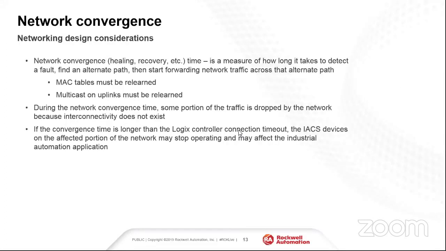Network convergence is basically the time it takes to heal when a fault is detected. It's a measure of how long it takes to detect a fault, find an alternate path, and then start moving network traffic forward across the alternate path.